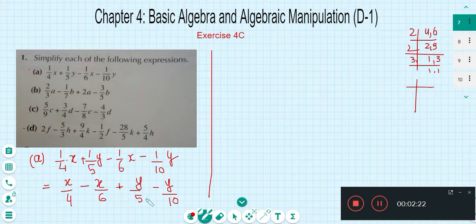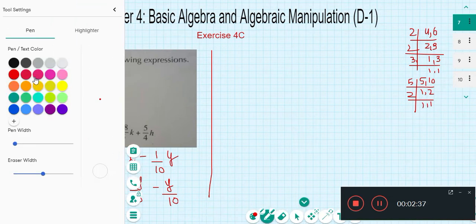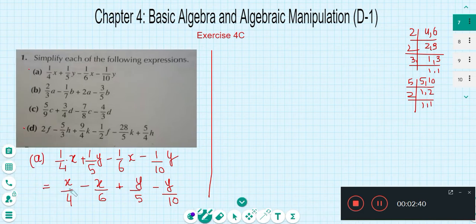whereas the LCM of the denominators of the y terms, 5 and 10, will be 10. So LCM is 10. So you have to multiply the denominators, like 4. To make it 12, I need to multiply it with 3. Similarly, the same number will multiply with the numerator. Now 6. How to make it 12? Just multiply 6 by 2. Similarly, the same number will multiply with the numerator.